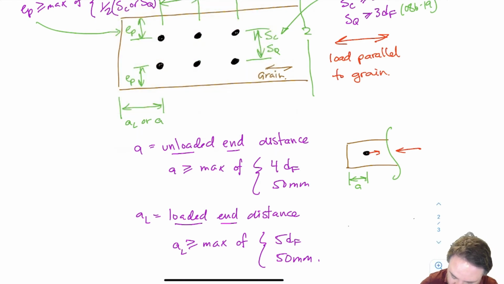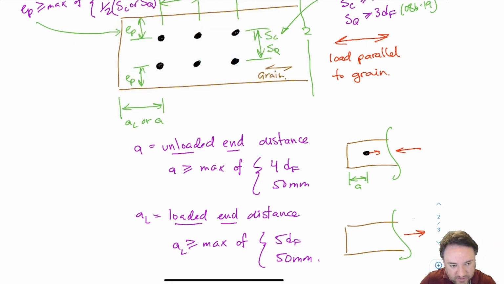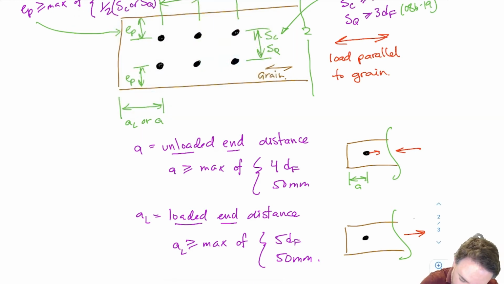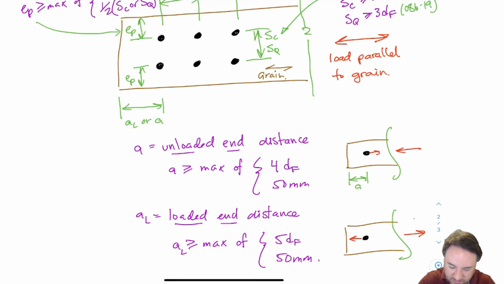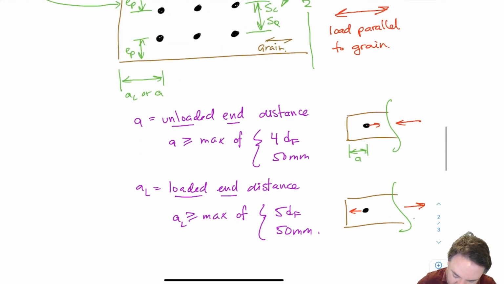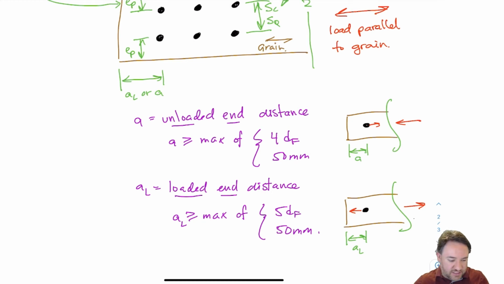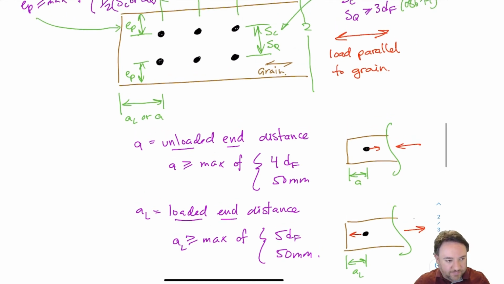So if I have my piece of wood, and this is when I'm pulling on the connection on the piece of wood in tension, and so now my bolt in the piece of wood would be pulling towards the end of the piece. And so that's when this distance here becomes AL, the loaded end distance. So that's a summary of all of the spacing requirements when the load is parallel to grain.